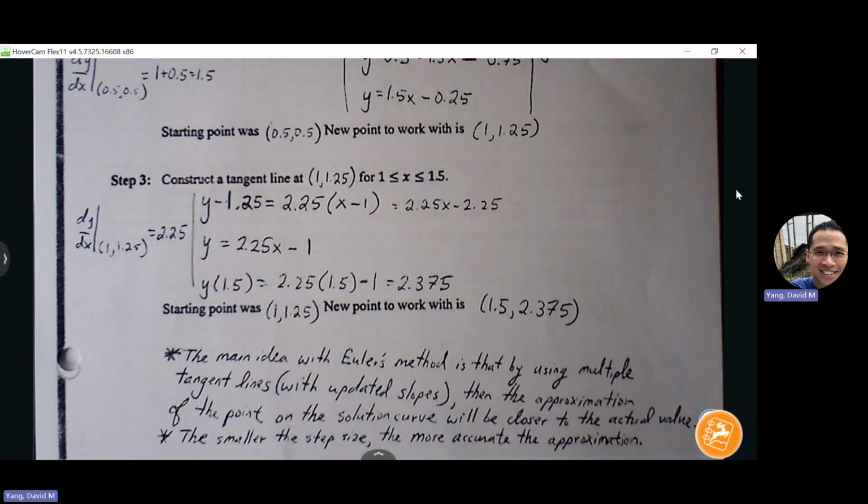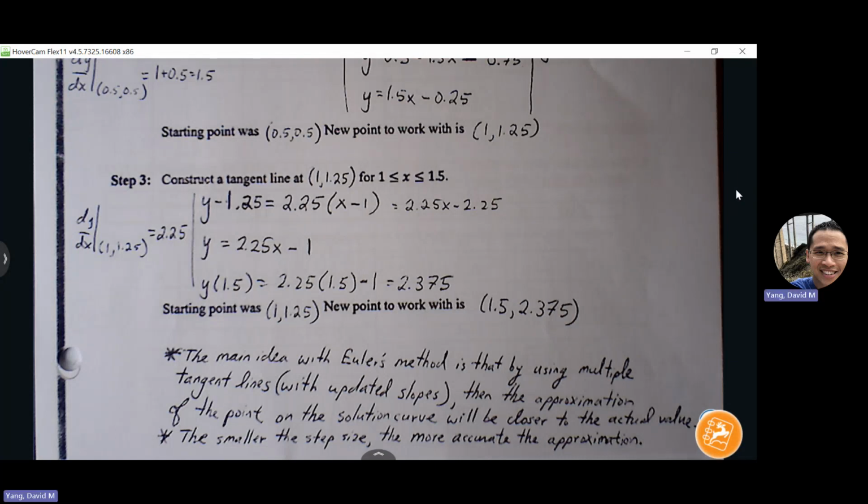Okay, so taking our new ordered pair 1 and 1.25, we plug into our slope formula, we get 2.25. We take our ordered pair, we take our slope, create our tangent line equation, plug 1.5 in using our new linear approximation method, and then our final approximation using this method at 1.5, the y value is 2.375.